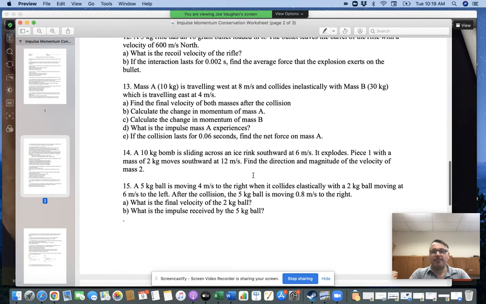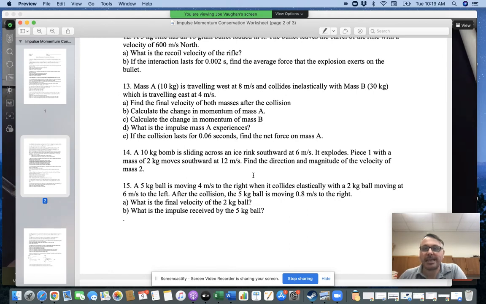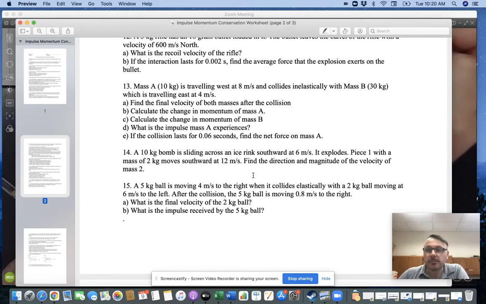Problem 13: mass A is traveling west and collides inelastically with mass B. So here we go, mass A is traveling west, so we'll make west to the left. So here's A, and here's my before picture. This is v_iA, and mass B is traveling to the east, so that's v_iB. Most of you are probably going to make east positive, so I will as well.